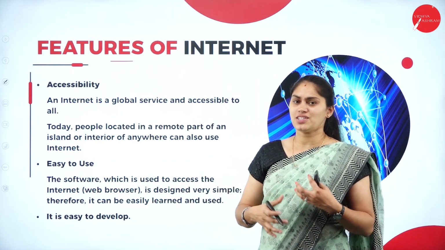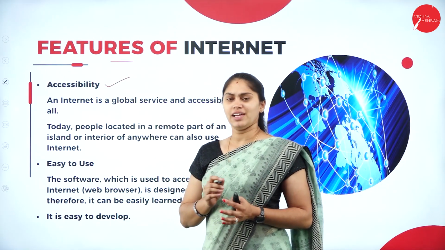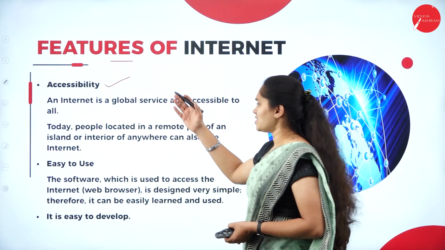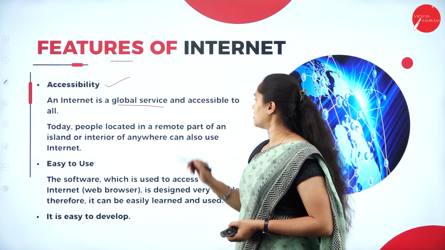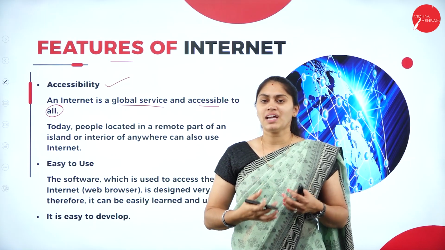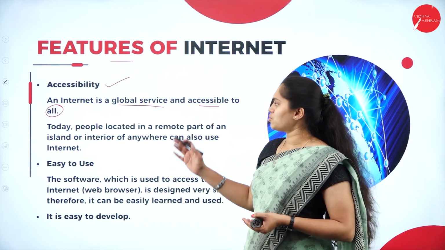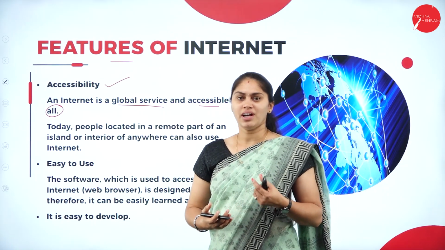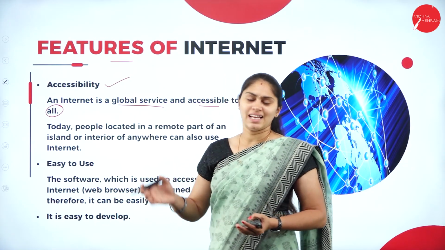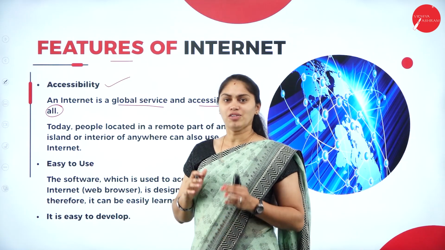Fine. Next, we have certain features of the internet. When it comes to the features, what are its characteristics? We'll see the first one, accessibility. Will it say it is midnight, I am not accessible? No, right? Accessibility means it provides a global service and is accessible to everybody. The content we have on the internet can be accessed by everyone. That is what makes accessibility the most efficient feature. And you can see that today people located in any remote area or any corner of the world are able to access the content of the internet.